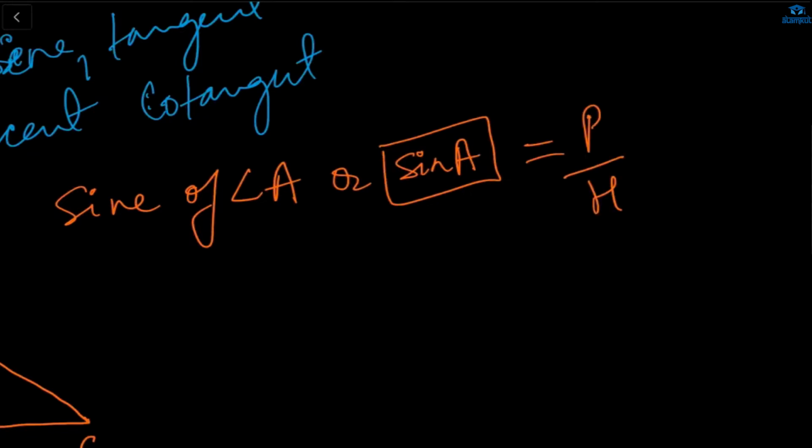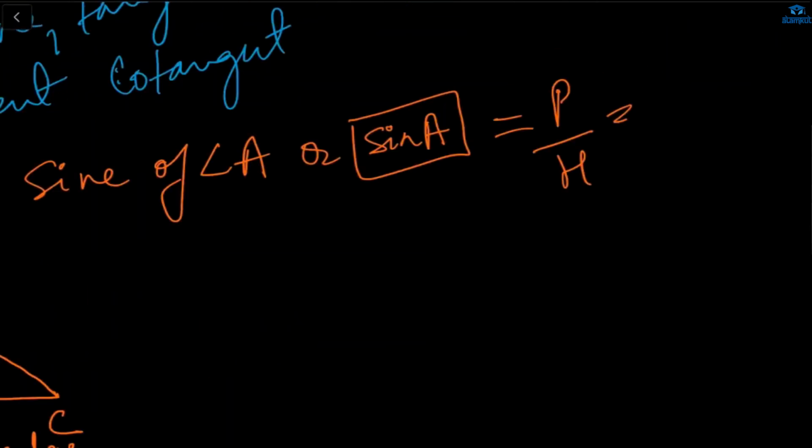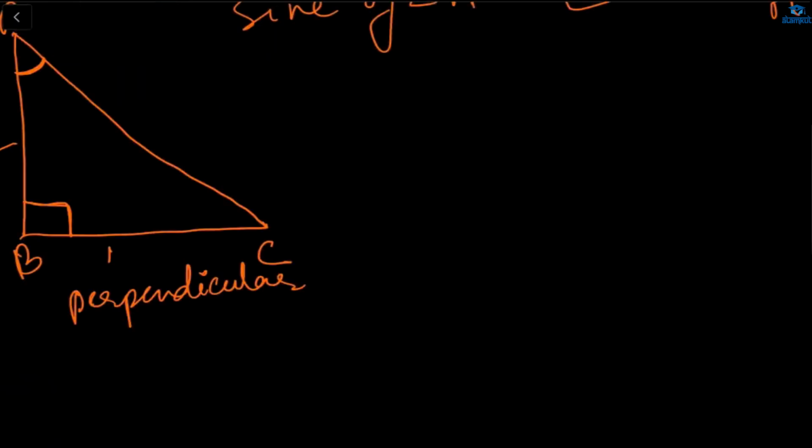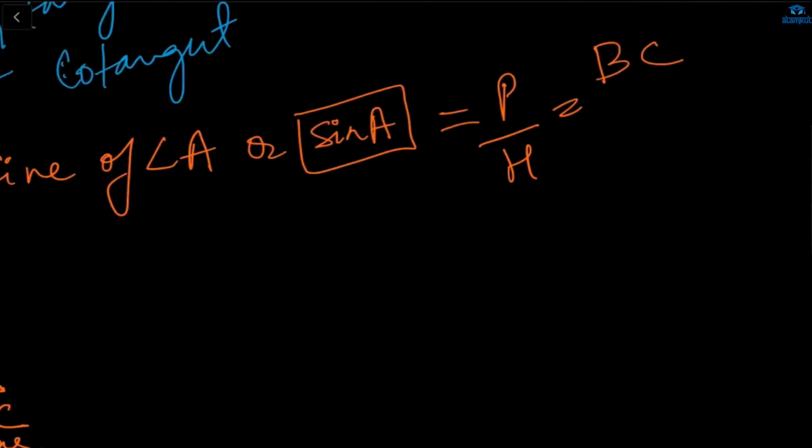I will tell you a trick also to remember this. Sine value is always equal to perpendicular by hypotenuse. Here, if you are referring to angle A, the perpendicular is side BC. You can see the perpendicular in this triangle is BC, and the hypotenuse is AC. So BC by AC.